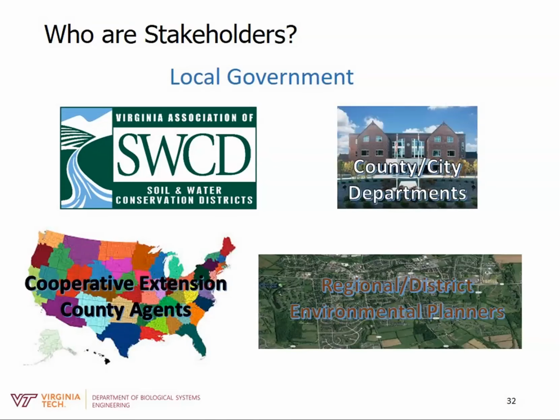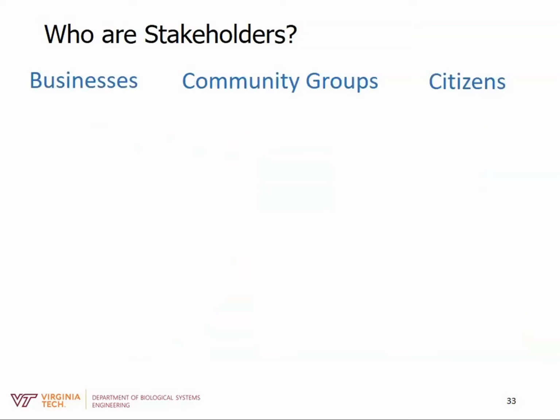And then cooperative extension throughout the country has county agents, and these agents are local. They most likely know the local landowners in the watershed. They have outreach programs, they have educational programs, and they're a good resource to have as you're developing an IP to determine the best practices in a watershed. And then there are other stakeholders such as businesses, community groups, and citizens in the watershed or in the community that are interested in water quality improvement.